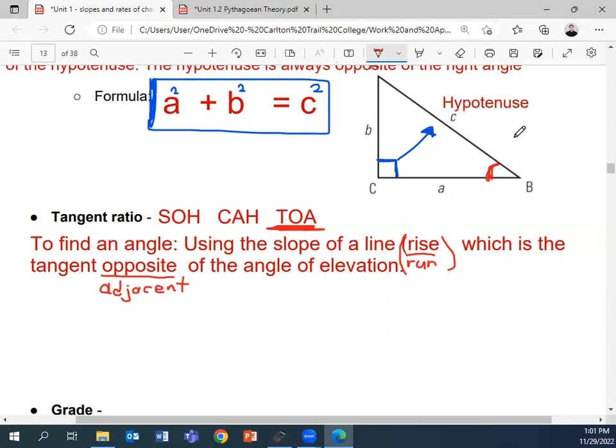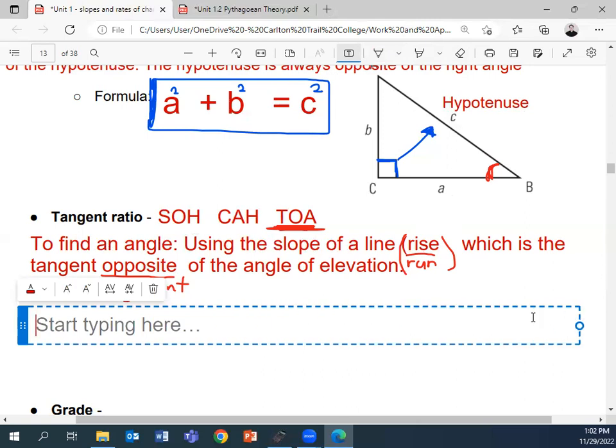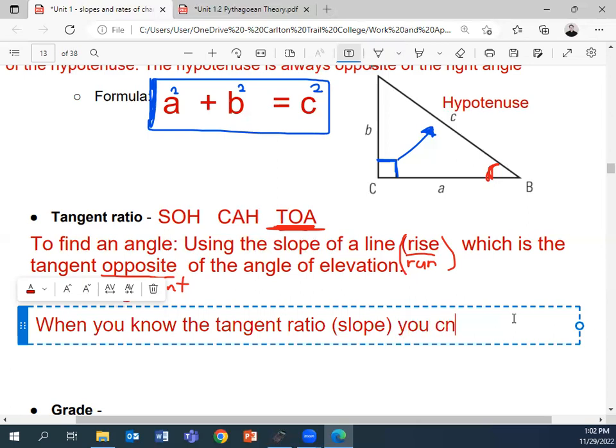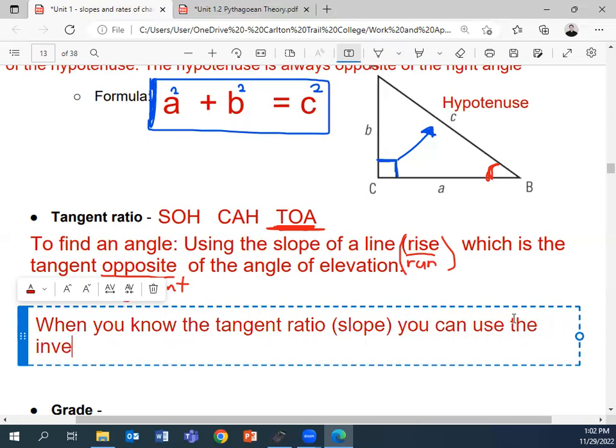So how we can do that, when you know the tangent ratio, that's the fancy way of saying slope. So you want to write this down now. When you know the tangent ratio, which is the slope, you can use the inverse tangent function. Again, a lot of words, we'll explain what that is.